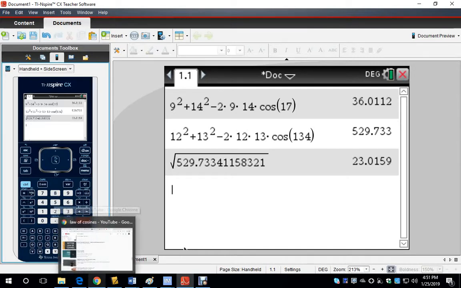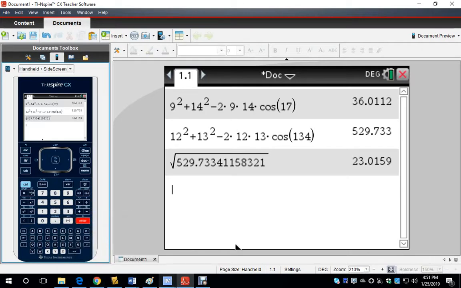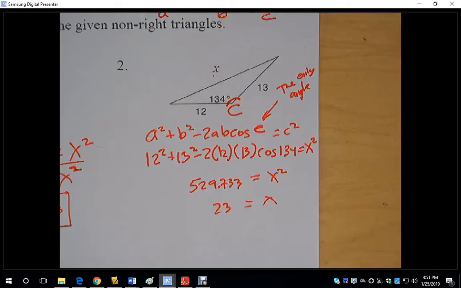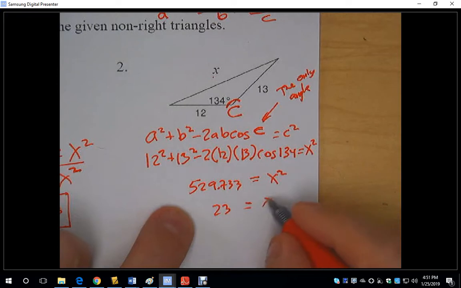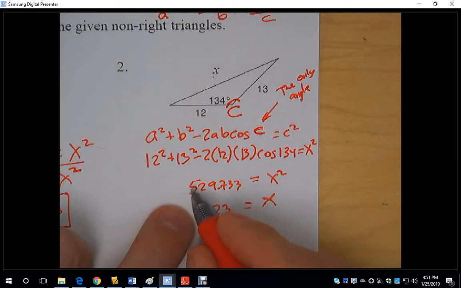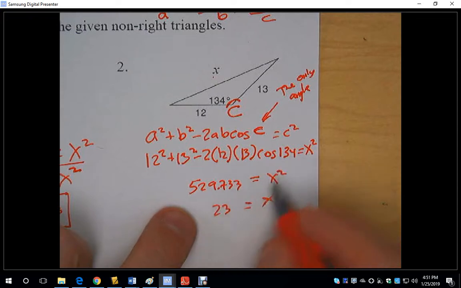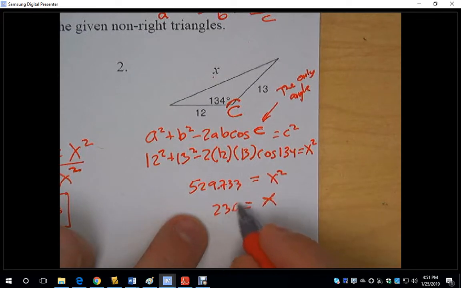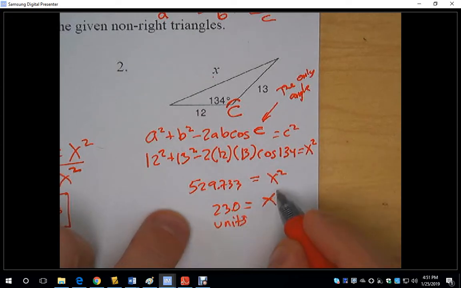So I'm just going to write some of this information down before I change screens. So in my calculator, I found that x squared equaled 529.733. I took the square root of both sides. That gave me about 23.0 units. So x equals about 23.